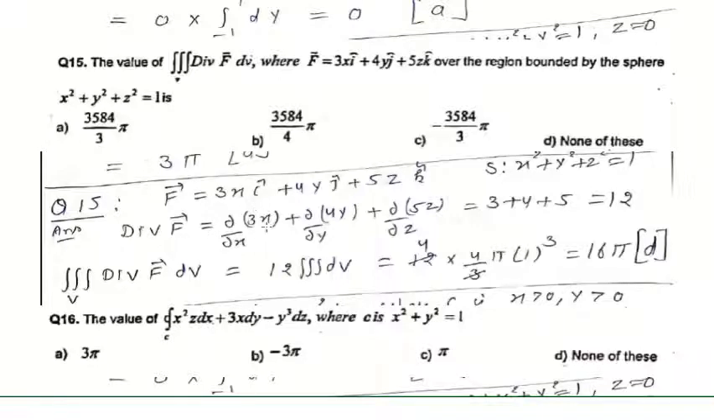Divergence is the derivative of the i component with respect to x, the derivative of the j component with respect to y, and the derivative of the k component with respect to z. It is 3 plus 4 plus 5, its derivative is 3, its derivative is 4, its derivative is 5, it is 12. So the divergence becomes 12. So we can take the 12 out. Inside it is the volume integral of dv, and the volume integral of dv is nothing but the volume. Triple integral of dv is volume. What is the volume of the given surface? It is a sphere with radius 1. So the volume of a sphere is 4 by 3 pi r cube. It is 16 pi. So 16 pi is not there. So the answer is none of these.